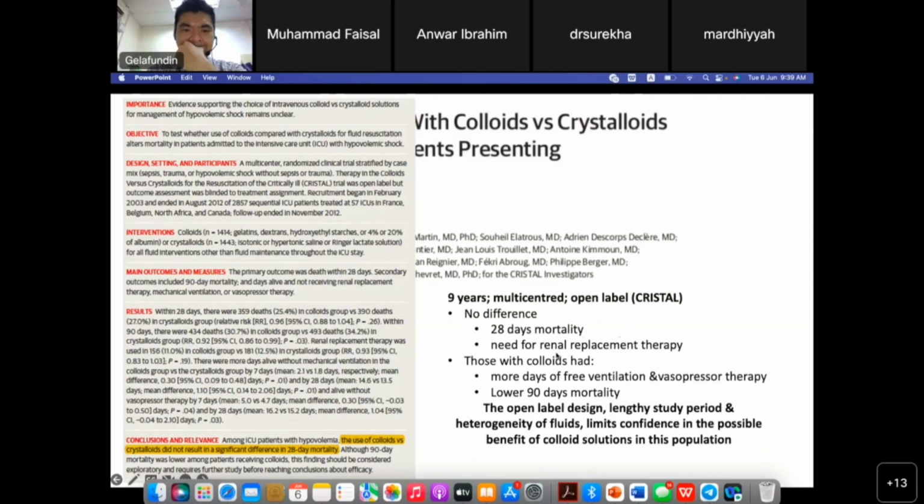However, it was noted that the colloid group had more days free of ventilation and vasopressor therapy, and lower 90-day mortality. However, because of the open-label design, the lengthy study period, it took 9 years for this study, and the heterogeneity of the fluids. Basically, in this study, there are multiple fluids used for both colloid and crystalloid. You can see here for colloid, they used gelatin, dextran, HES, even albumin, and then multiple types of crystalloid were used also. So this limits the confidence in the possible benefit of using colloid in this population.